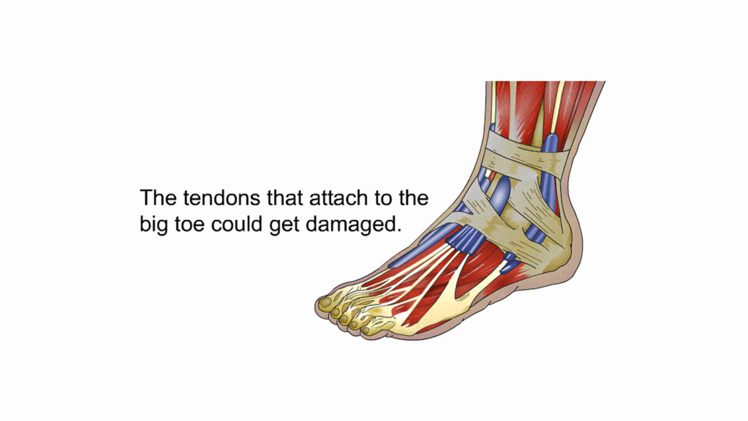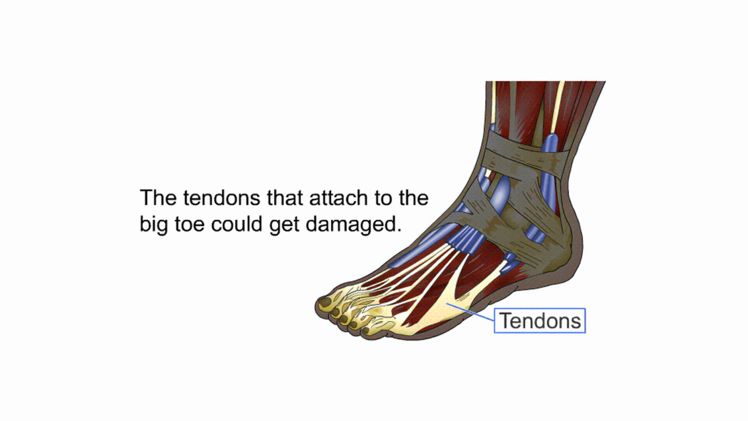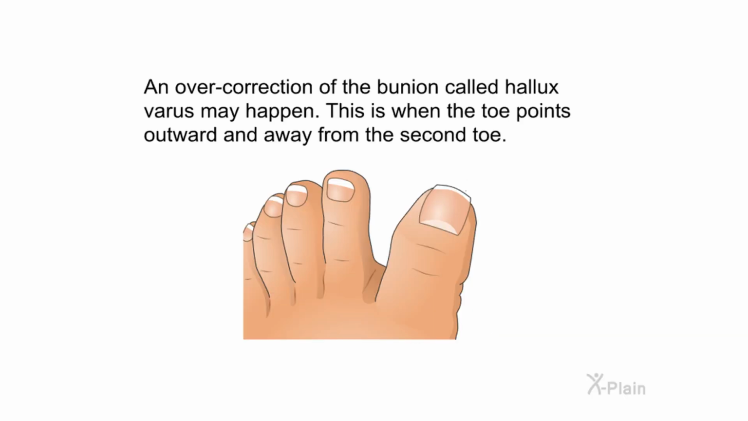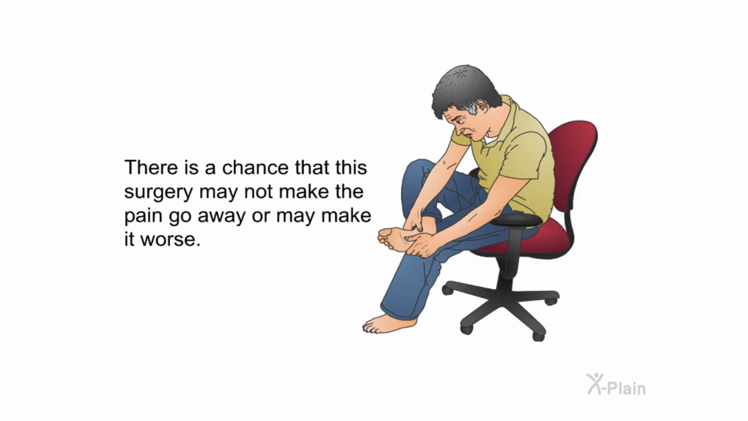The tendons that attach to the big toe could get damaged. An overcorrection of the bunion called hallux-valgus may happen. This is when the toe points outward and away from the second toe. There is a chance that this surgery may not make the pain go away or may make it worse.